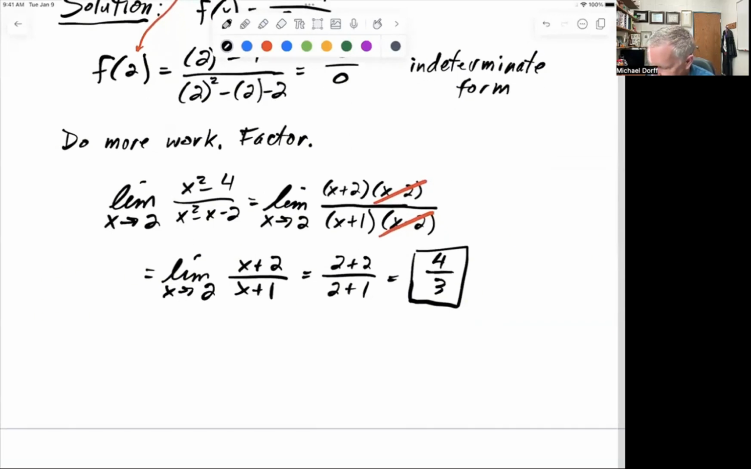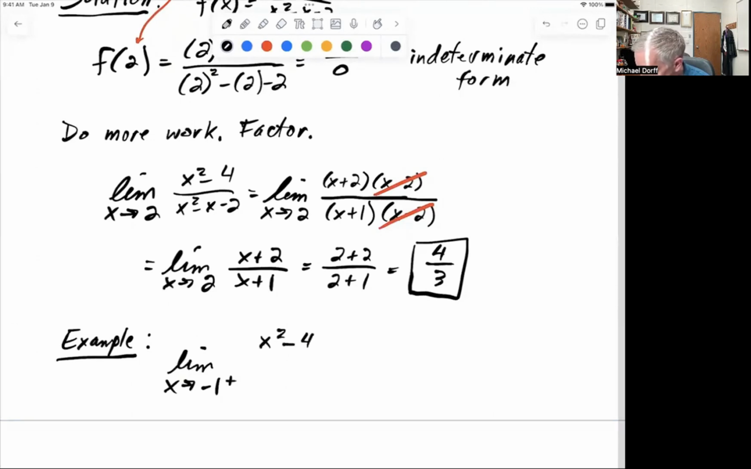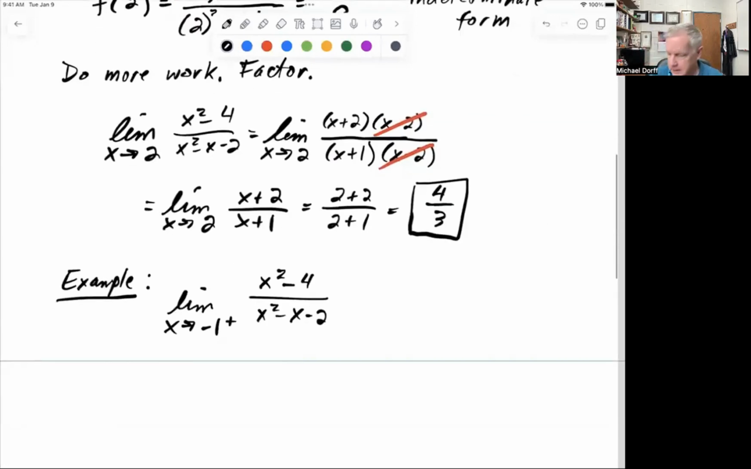Now let's do a variation on this problem. Suppose I just change this one problem, and I now write that we have the limit as x is going to -1 from the right of x squared minus 4 over x squared minus x minus 2. Now notice here that I'm doing a one-sided limit, this little plus here.